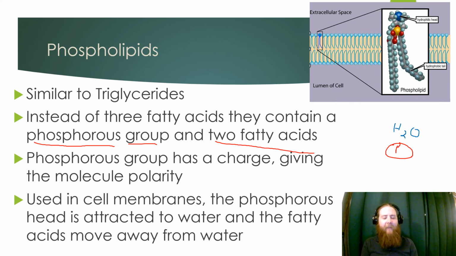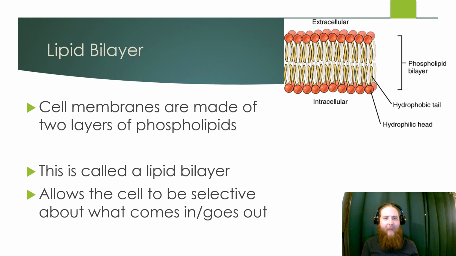And the fatty acid tails are going to move away from the water. They're going to move so that they're all facing each other, forming what we call a lipid bilayer. All your cellular membranes are made of two layers of phospholipids. We call this a bilayer because it's two layers, an inside layer and an outside layer. The intracellular is the inside, the extracellular is the outside. This keeps the outside water out and the inside water in.